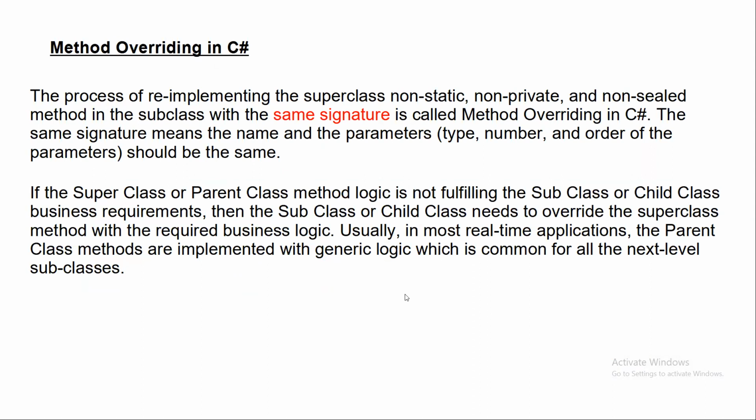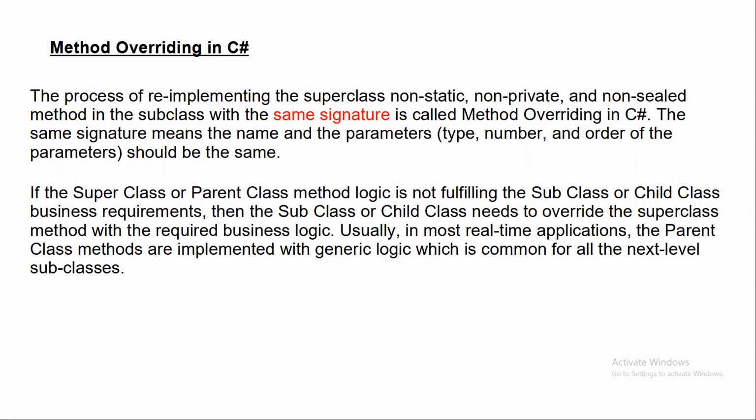So here, method overriding. If you see, in method overloading, what's happening? The method name is the same, but the parameters are different. But in method overriding, the method name is the same, and the signature is also the same. That's why I highlighted the same signature.